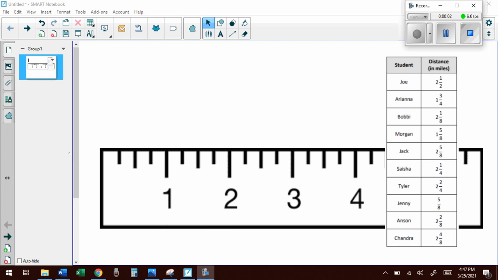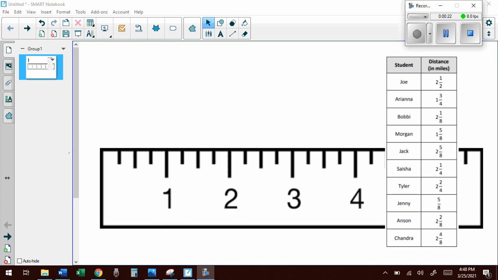All right, so for today's lesson, we are going to solve word problems with line plots. Sound good? Sounds good to me. Now, you've created line plots before, but this time we're going to take them out of word problems.